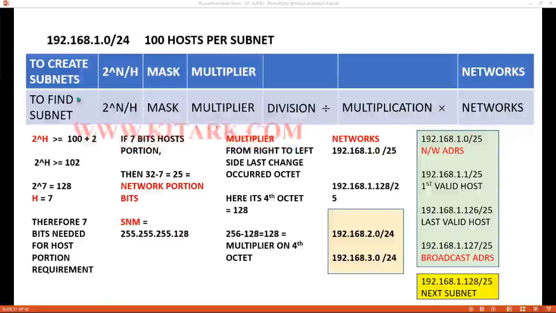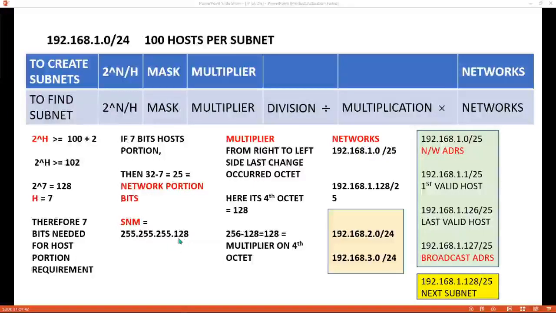So here what's happening is 2 to the power h is greater than or equal to 102, so 100 plus 2 is 102. H equals 7, since 2 to the power 7 is enough. Host bits are 7. Again the same calculation: 32 minus 7 is 25 bits going for the network portion, and you write the subnet mask as 255.255.255.128. Why? If it is /24, you write 255.255.255, and /25 means one more bit on the 4th octet. If one bit is borrowed, you need to write 128.